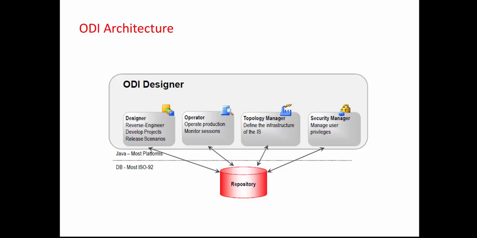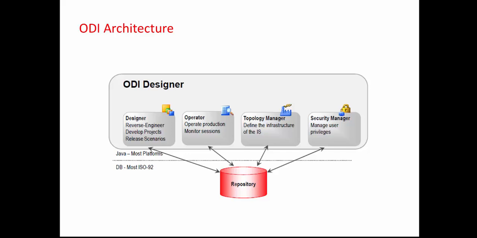ODI 11G has four components: designer, operator, topology manager, and security manager. Designer, as the name suggests, is a place where we design and develop the code. The smallest element in ODI is called an interface. Interface is a place where we have source and target. We can have one source or more than one source, and we can have a physical target or temporary target on the target side.